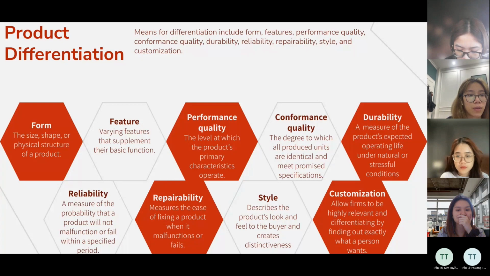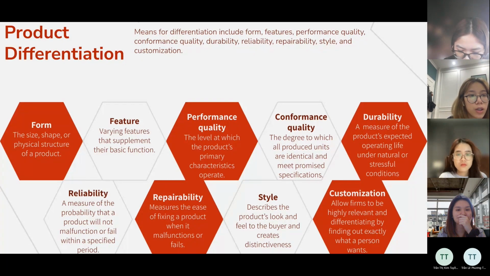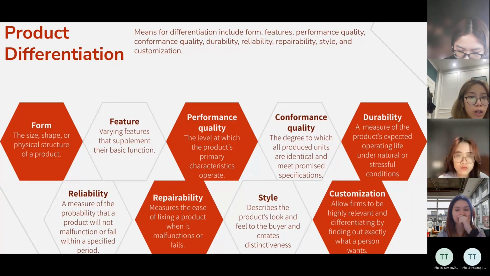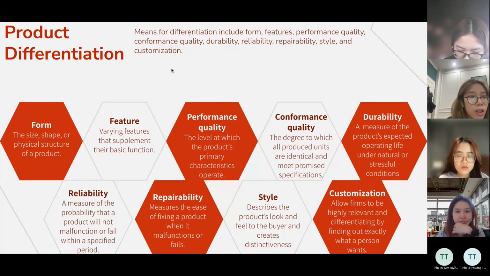For example, aspirin can be differentiated by shape, color, coating, or action time on the human body. So the next one is features. These are features that supplement the basic function. A company can identify and select new features by surveying recent buyers and then calculating customer value versus company cost for each potential feature.